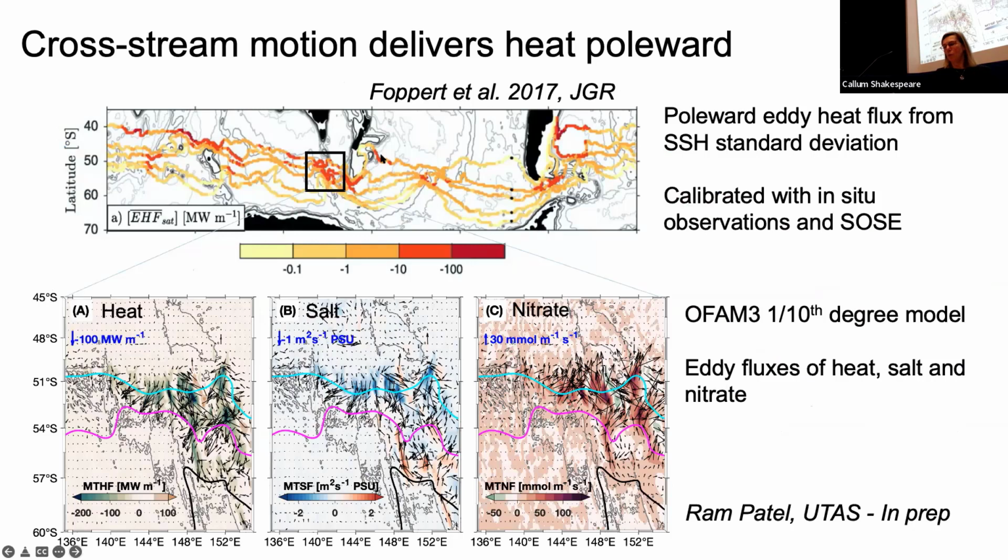It's showing us where heat crosses the fronts of the ACC, and the one that we're focused on is right here in the little black box. And some other work by Ram Patel at UTAS has been exploring the variability of fluxes of not only heat, but also salt and nutrients in the OFAM3 tenth degree model.